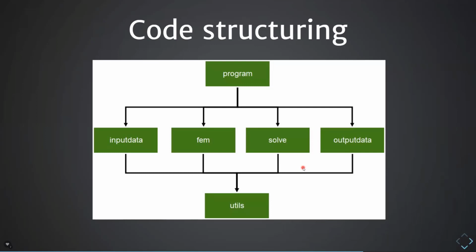So for example, if I take the example again from my finite element program, I have my main program, and I divided up my code into different modules. One module is for reading input data. I also have another module for writing output data. I have my finite element functions in the FEM module. I have my solver in a special module called solve. And then I have some routines that are common for all of my modules, which I put in utils. It could also be constants, for example. So I could have a module called constants as well that is used by all modules.